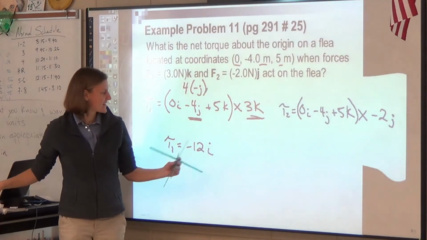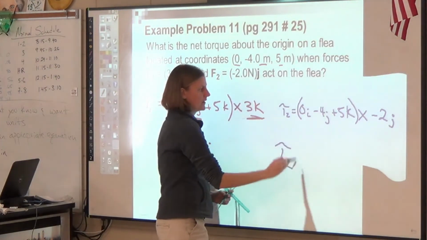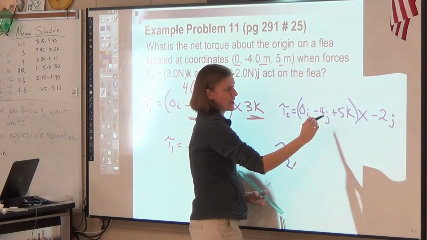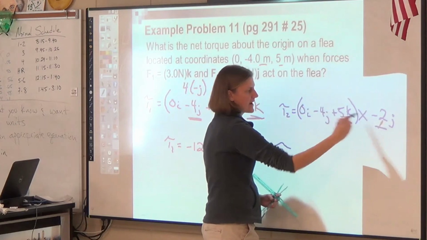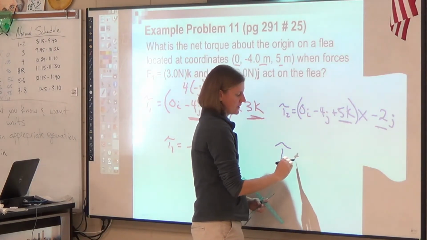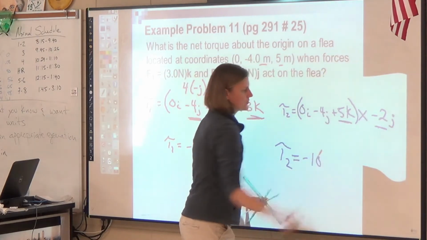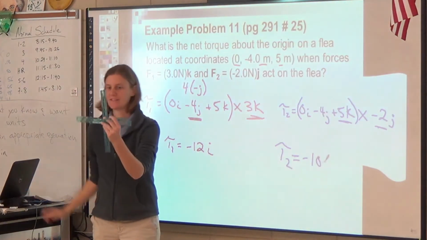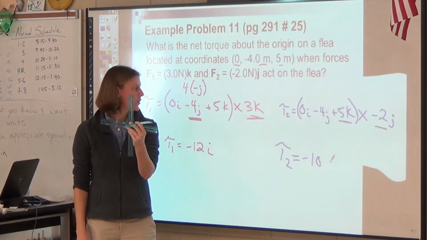All right, so that's just torque 1, torque 2. Okay, 0 times 2, don't care. J times J, don't care. Or cross K, I should say. All right, 5 times negative 2? Negative 10. K cross J. Did we just do that? No, we did J cross K.